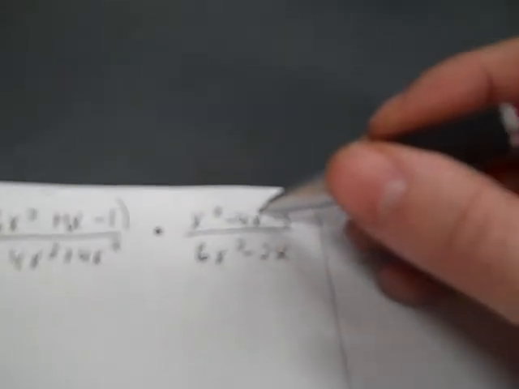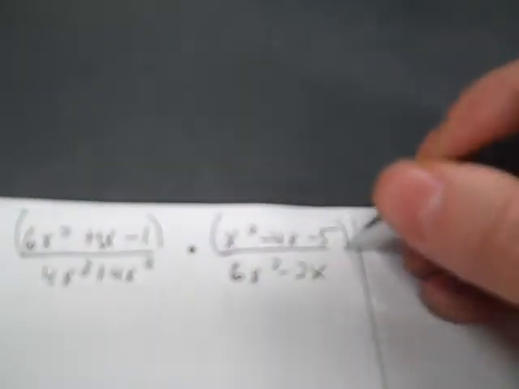Okay, and then the third problem, I've got 6x to the second plus 1x minus 1. Obviously, you got plus minus. x to the second minus 4x minus 4, obviously plus minus. And right here. And right here. That's so not fun.